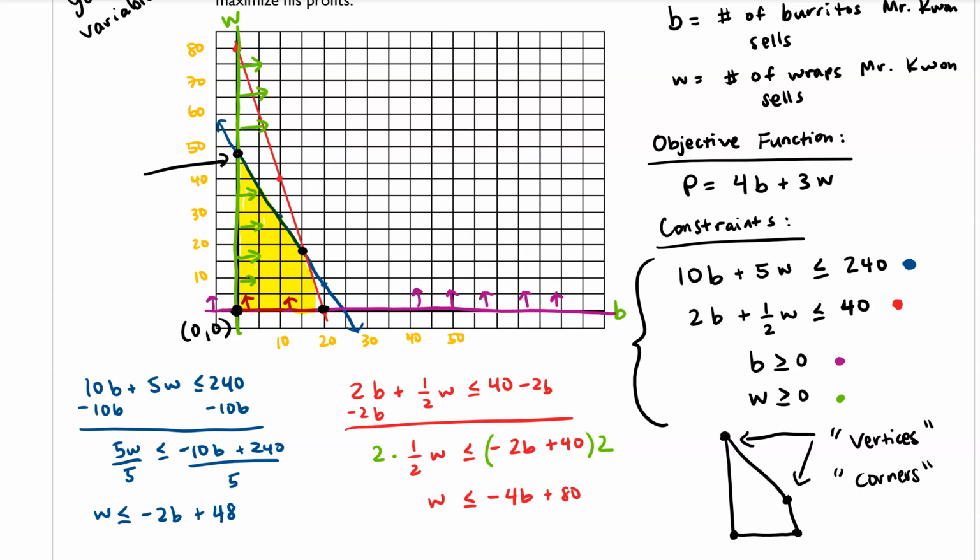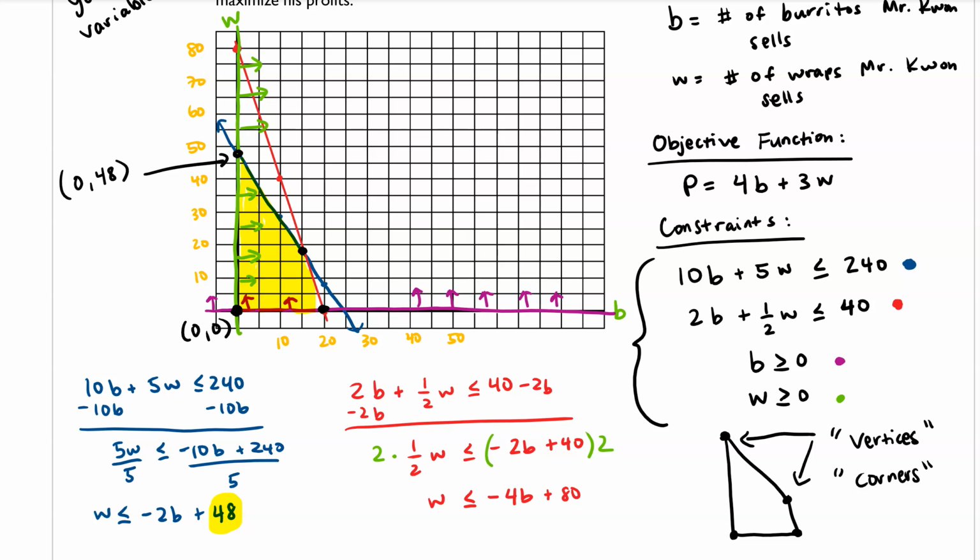This corner here, when we graphed the blue line, we knew that that was our intercept. So that is 0, comma 48. And that 48 is coming from this 48 here. So hopefully you can see that that is that point. And then the last two corners, we're going to take a little bit more work to figure out what they are.